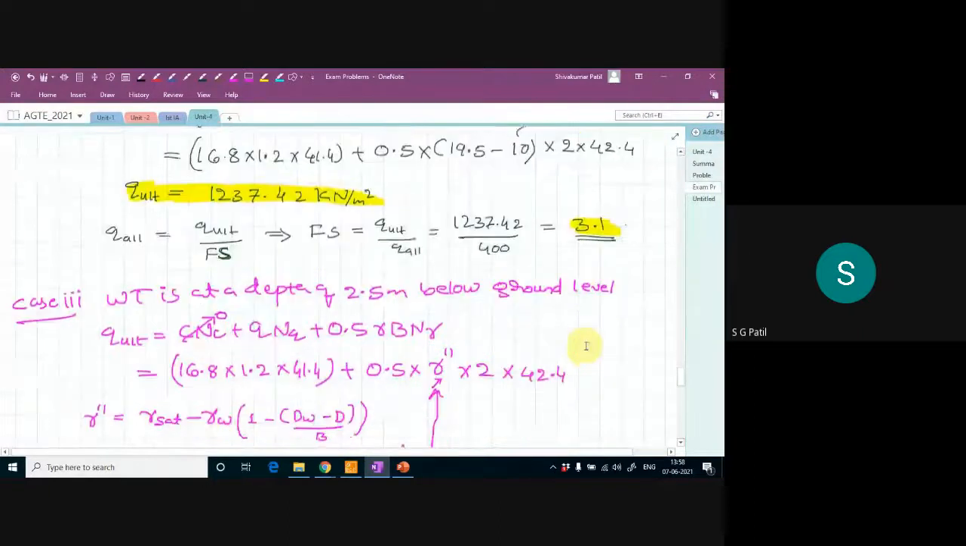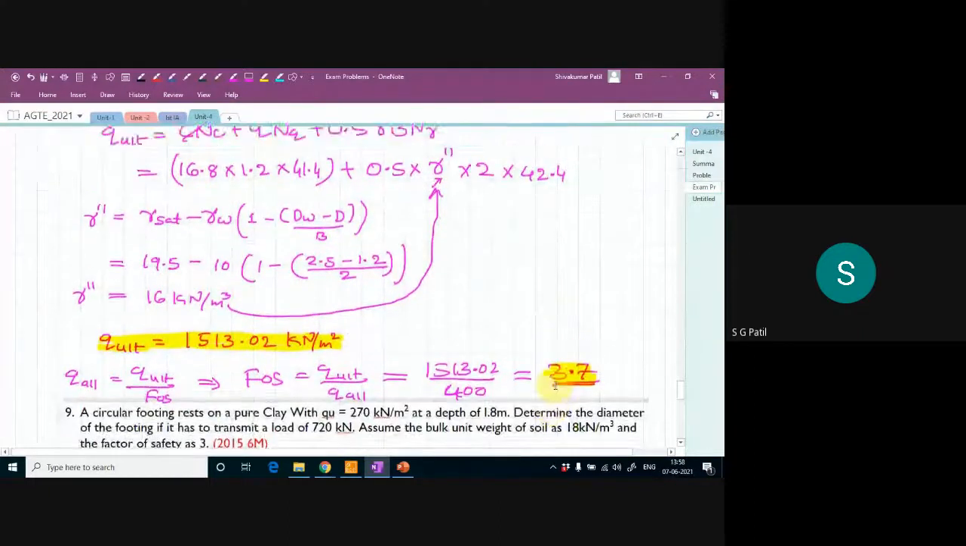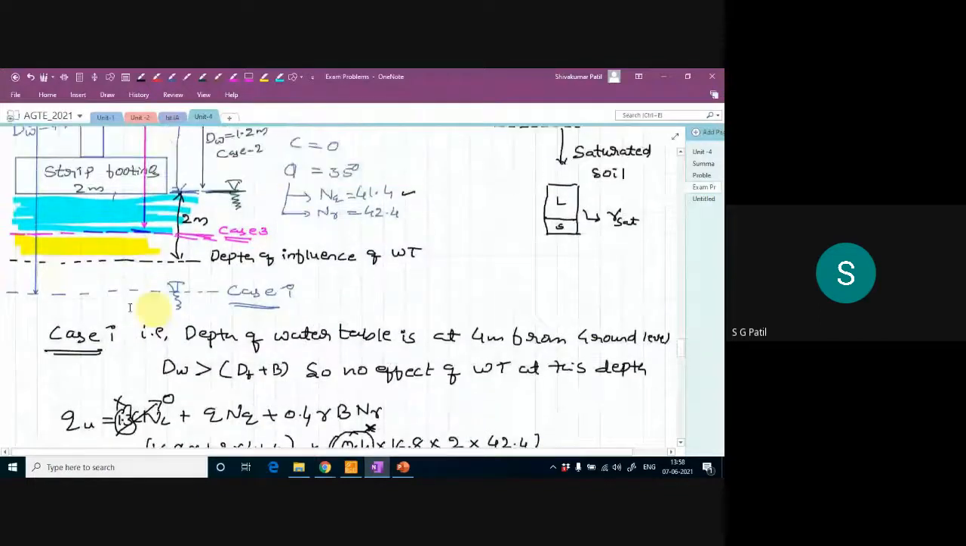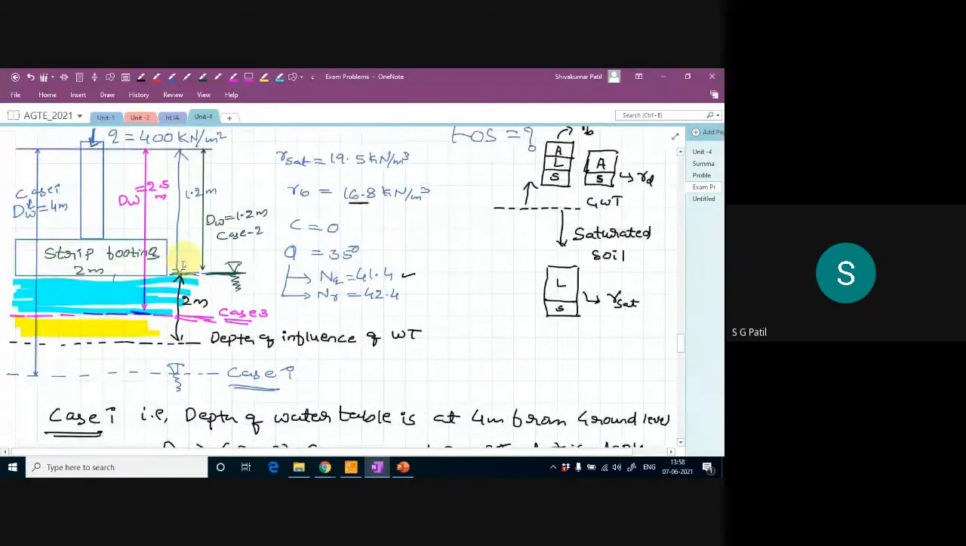3.1. Okay, so in the third case, you see again it is increased because the water table went down. See, the water table was here, pink color. From how much depth was it? 2.5 meter below the ground level. At 2.5 meter below the ground level, what is the depth from the footing level? So 2.5 minus 1.2. That is the depth of the water table from your footing level.